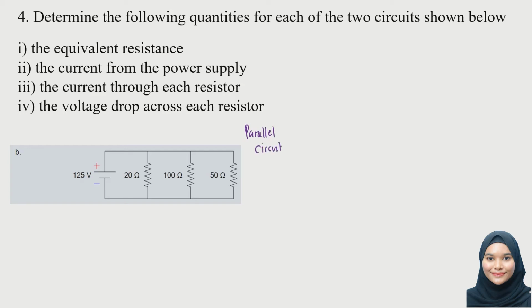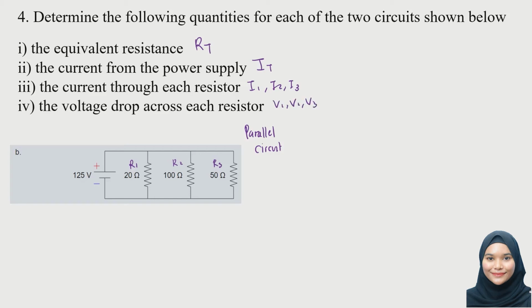Okay, now we need to look for the equivalent resistance, meaning the total resistance, the current from the power supply, the total current, and the current through each resistor. As we can see here, we have 3 resistors and we label them as resistor 1, resistor 2 and resistor 3. We also need the current through each resistor and the voltage drop across each resistor.